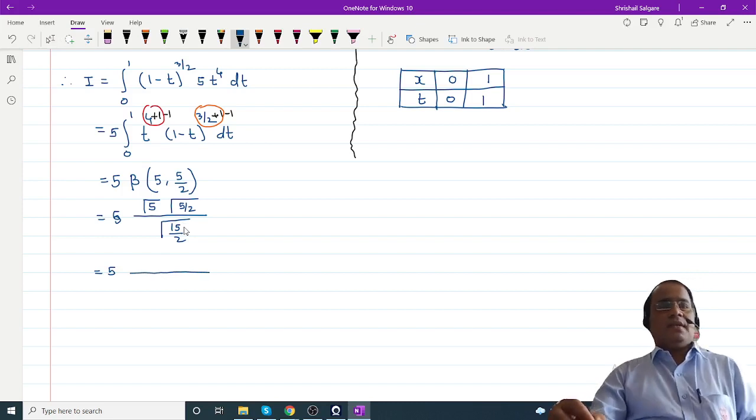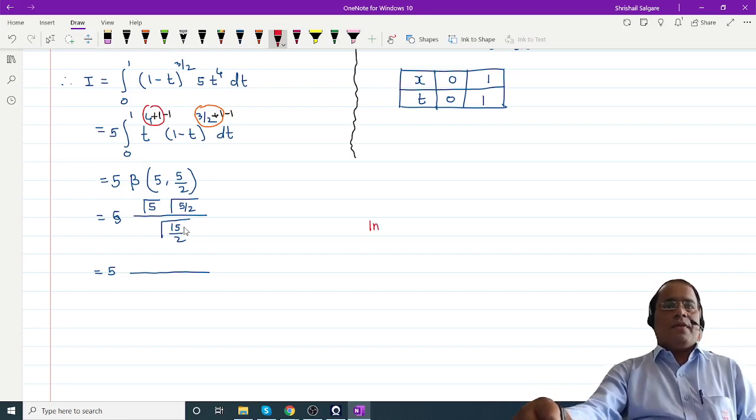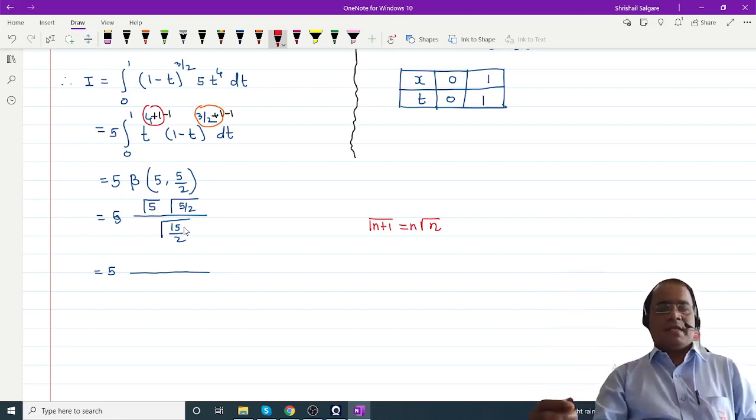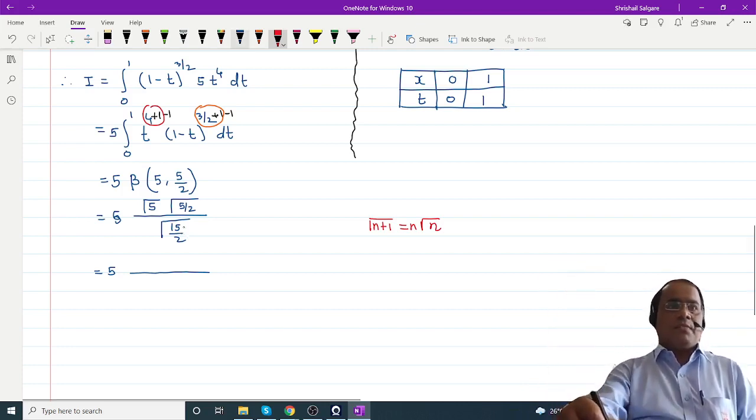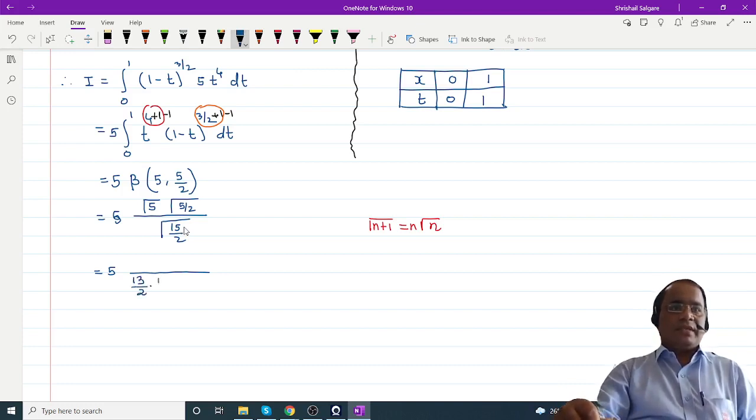And what happens, this property, which one? Gamma of n plus 1 is equal to n gamma n. So that property I am applying successively. Successively means continuously I am applying. That part I have explained in the first example. So if you reduce this number by 1, it will start with 13 by 2, next 11 by 2. Every step you have to reduce that number by 1. 11 by 2, 9 by 2, 7 by 2, 5 by 2 into gamma of 5 by 2.